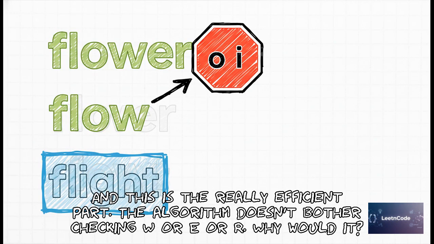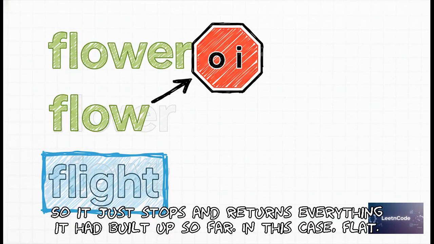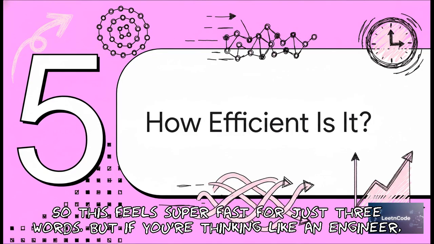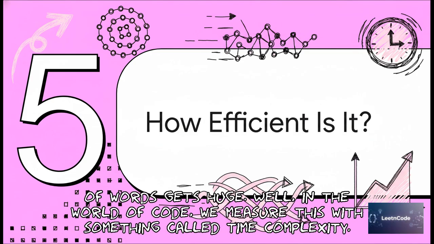And this is the really efficient part. The algorithm doesn't bother checking W or E or R. Why would it? The moment it found that first disagreement, it knew the common prefix couldn't get any longer. So it just stops and returns everything it had built up so far. In this case, fl. So this feels super fast for just 3 words. But if you're thinking like an engineer, the next question is always, how does this scale? How efficient is this really? Especially if our list of words gets huge.